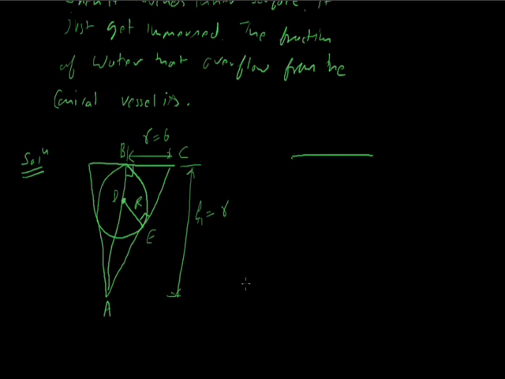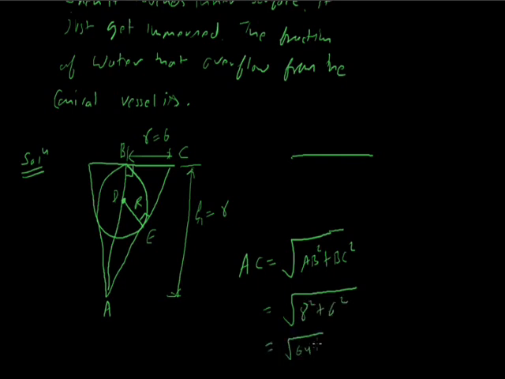अगर हम observe करें triangle ABC is a right triangle, so we can find the length of AC. So AC is under root of AB square plus BC square. The length of AB is 8, so 8 square plus 6 square. 8 square is 64, 6 square is 36. That is root 100, which is 10. So the length of AC is 10.